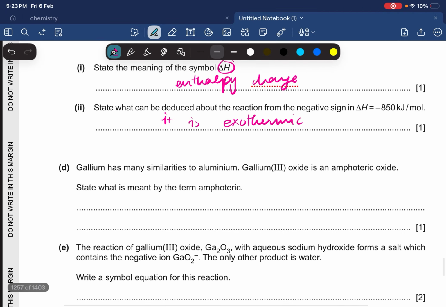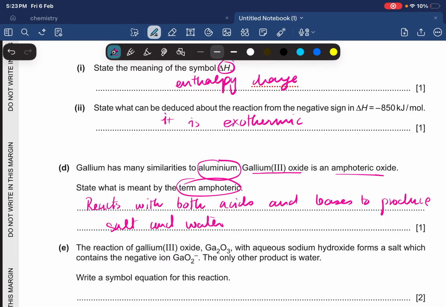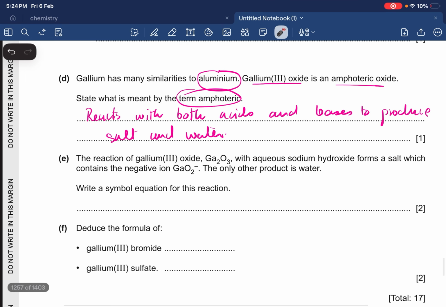No worries. Gallium has many similarities to aluminum. Gallium oxide is an amphoteric oxide. State what is meant by the term amphoteric. Amphoteric means that the oxide reacts with both acids and bases to produce salt and water.